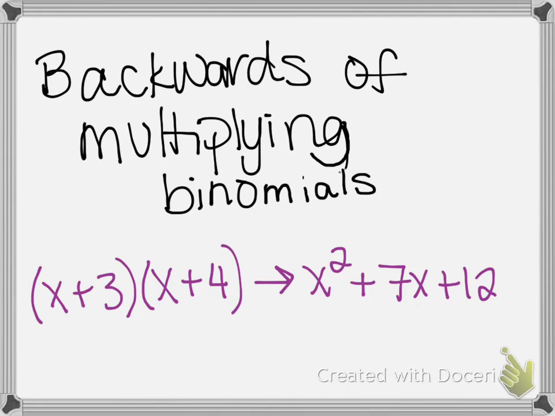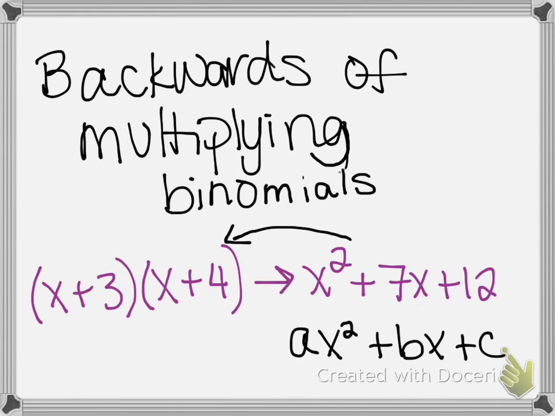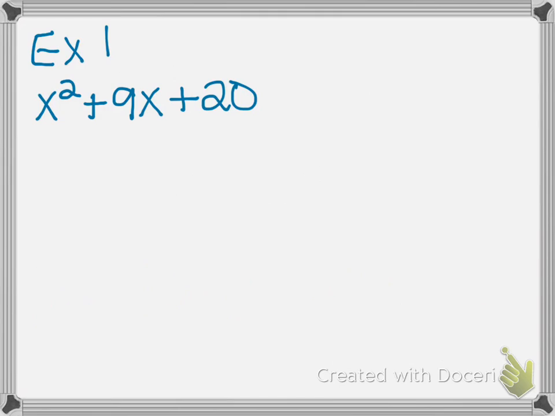So we're going to start with something that looks like this and go back to a binomial times a binomial. Okay, and we're going to use the general form ax squared plus bx plus c for our quadratic expressions. So we are going to factor this: x squared plus 9x plus 20. Remember, we want it to look like a binomial times a binomial.